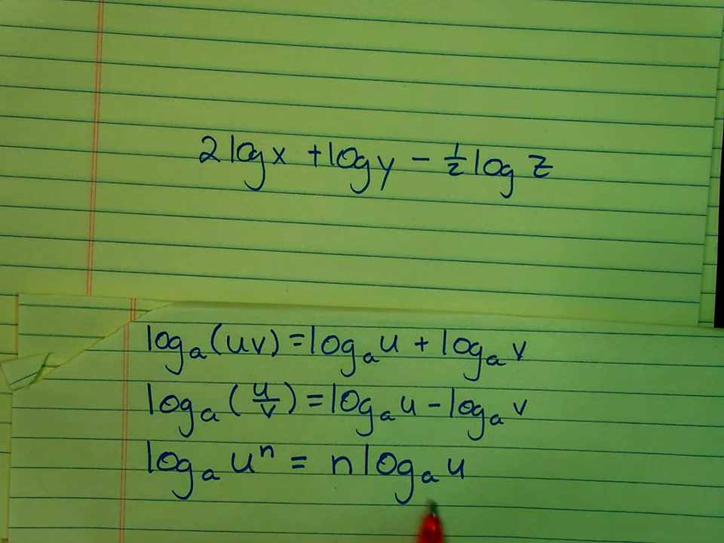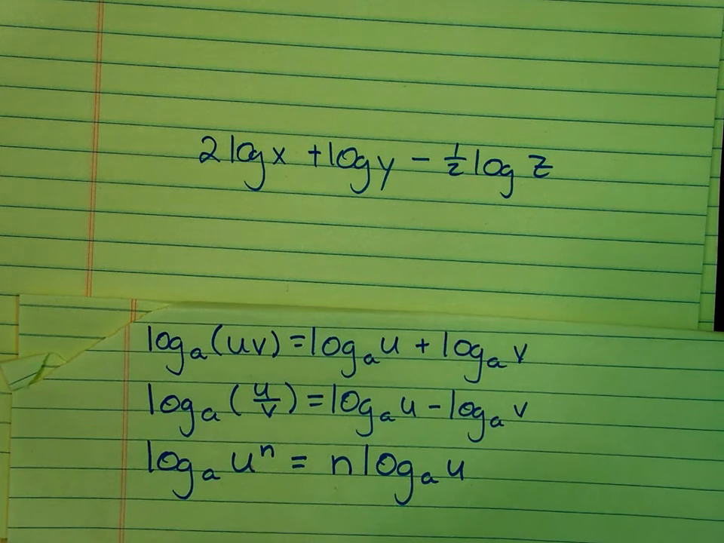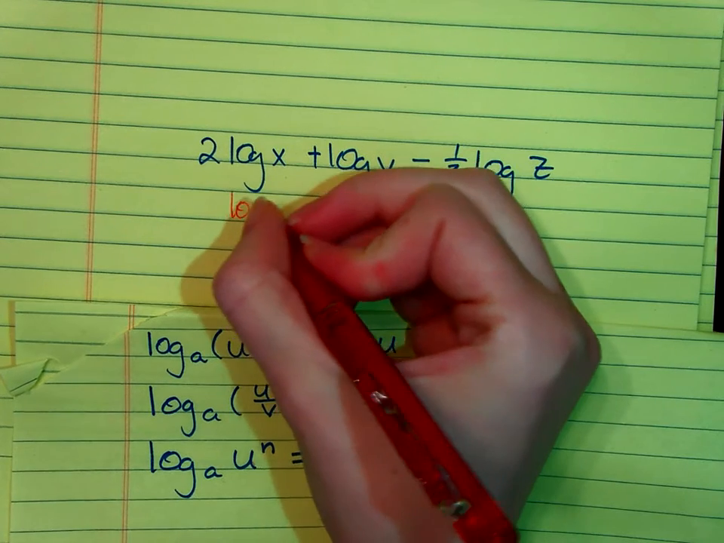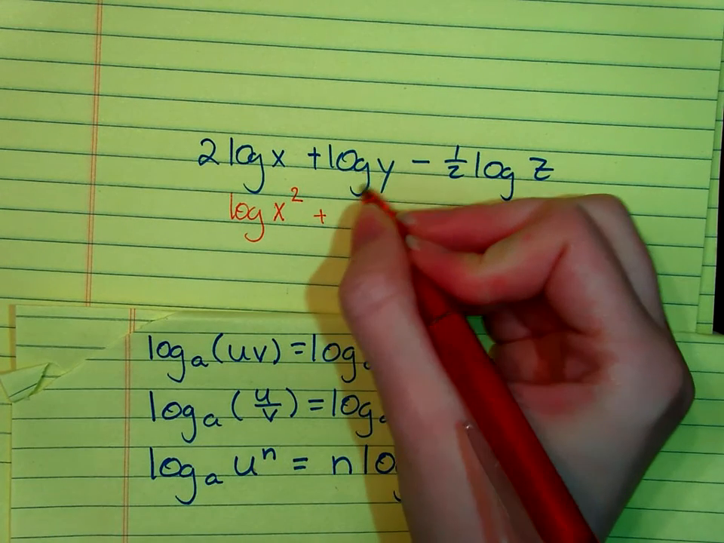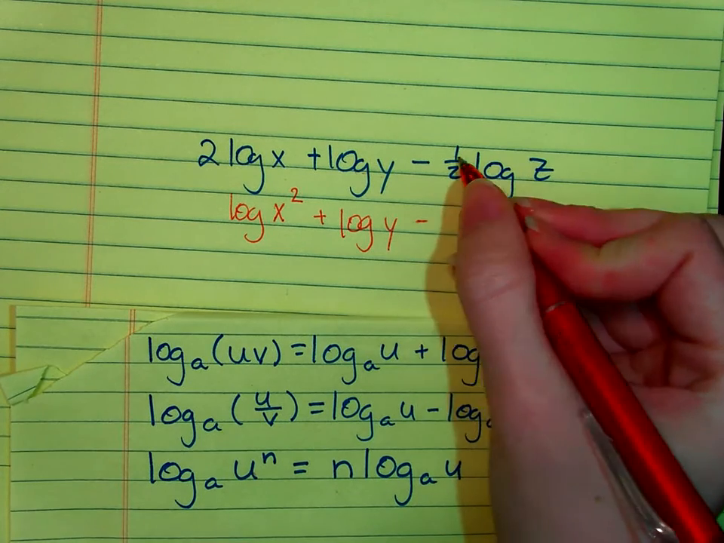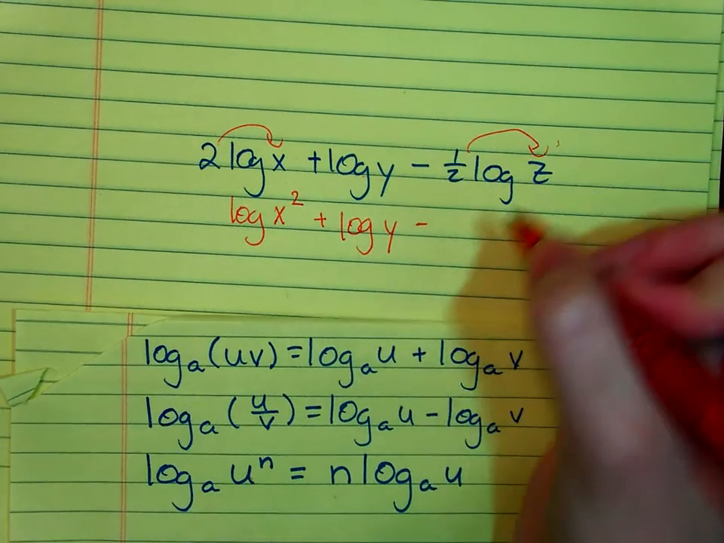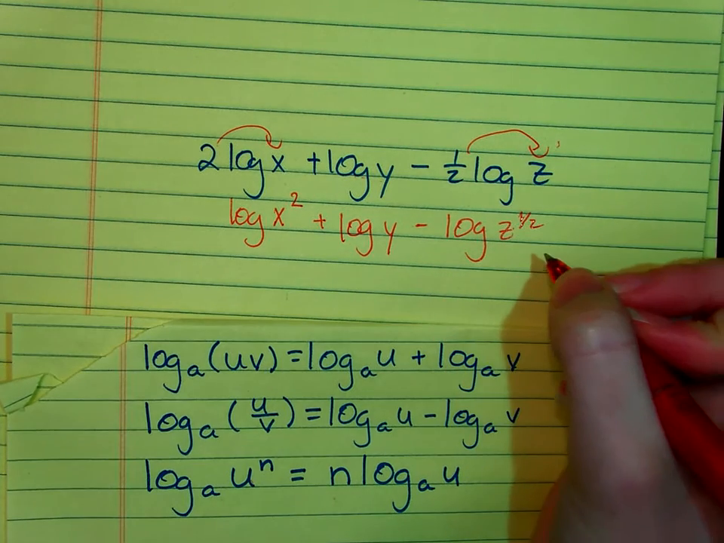I'm going to pretty much consistently start with the last rule whenever I'm working backwards, just because that'll make my life easier in terms of just saying multiplication, division, etc., without having to worry about too much else. So a 2 out front, well, that just becomes an exponent, log x squared, plus log y. We can't really simplify that much yet, just leave it as is, minus a 1/2, again, it gets brought inside. So that becomes log z to the 1/2.